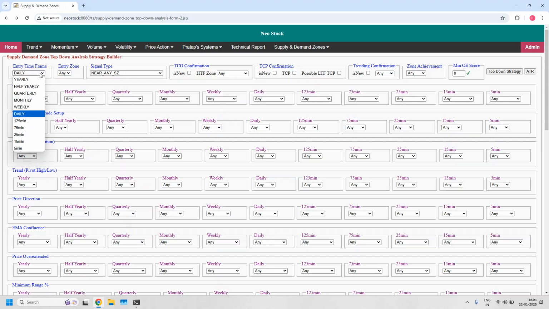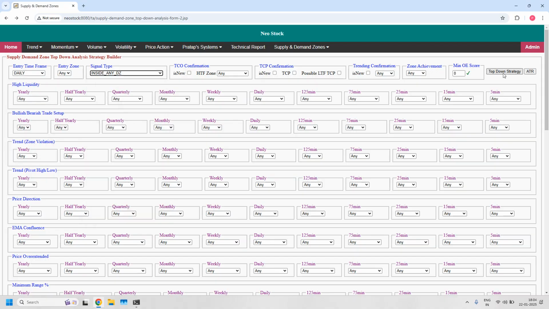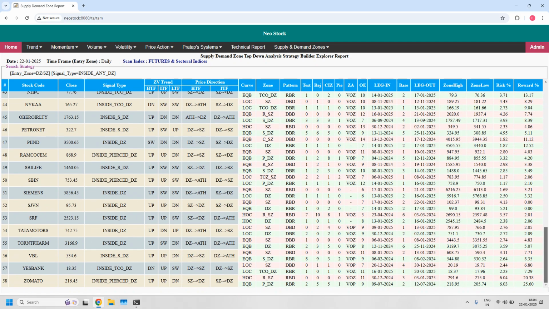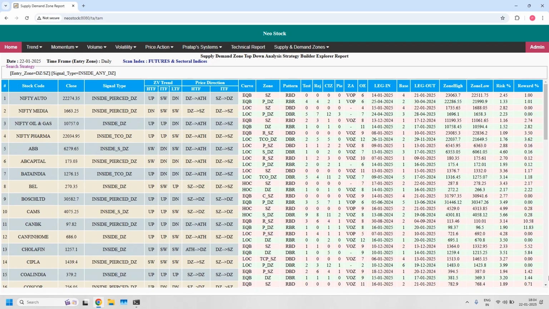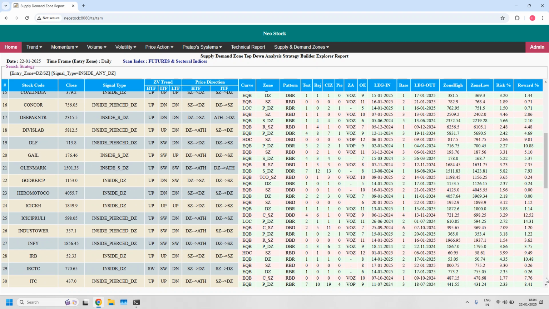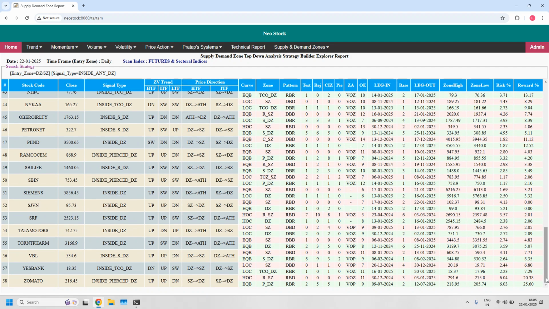Okay, next for daily time frame, let us find the stocks where price closed inside the daily demand zone. We got 58 stocks. First 15 stocks you are seeing in the list. I am scrolling the list down. So total 58 stocks are filtered, where price closed inside daily demand zone.